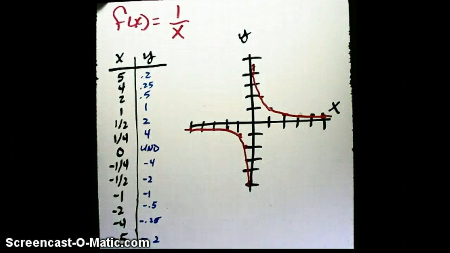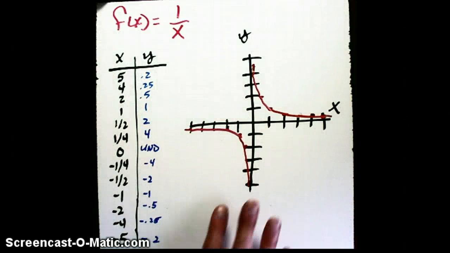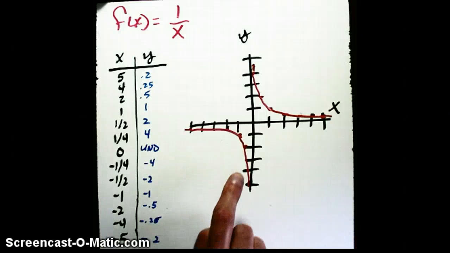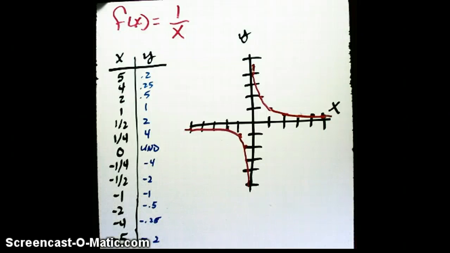All right, let's tell everything about it sort of quickly. Domain, all real numbers except 0. Range, all real numbers except 0. Here it's decreasing, and here it's decreasing. Okay, and there are no intercepts.